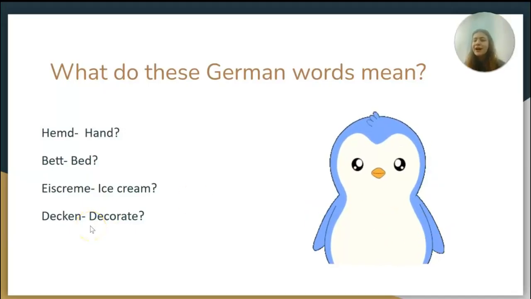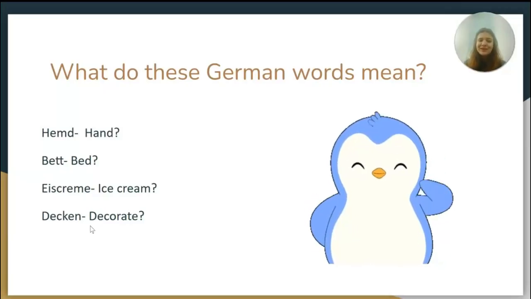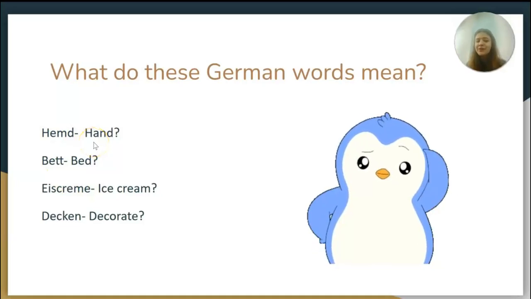Now, the words next to it, I made my boyfriend guess to see what his thoughts were, because I thought it was really interesting what someone who does not speak any German would guess these words to mean. For the first one, he guessed hand. Second one, he guessed bed. Third, he guessed ice cream. And the fourth one, he guessed decorate.